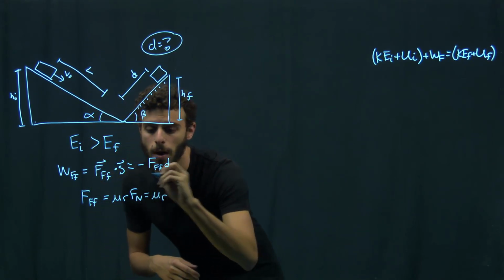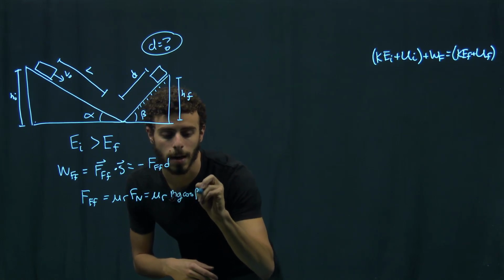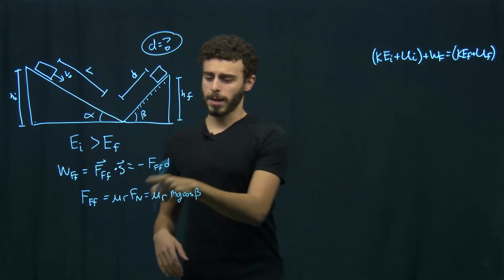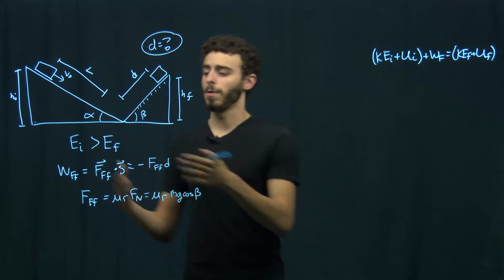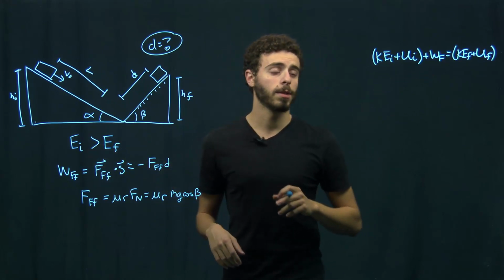I'll assume that you've done that, and then this frictional force is just going to break down to mu r times m times g times cosine of beta. This is our frictional force, so we can plug this in. Basically we've just solved for our work. If we plug enough things in, we can get our work term.